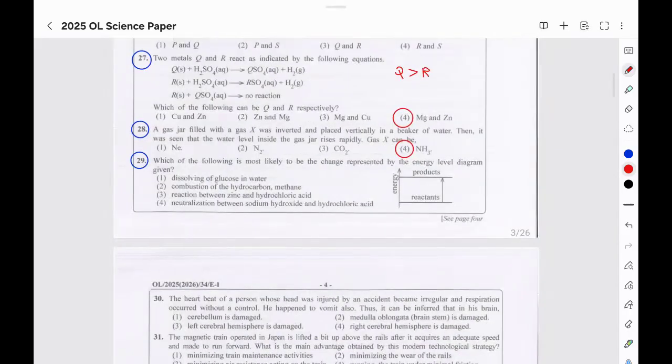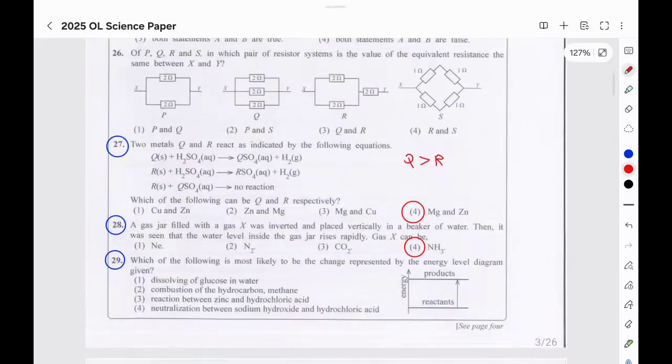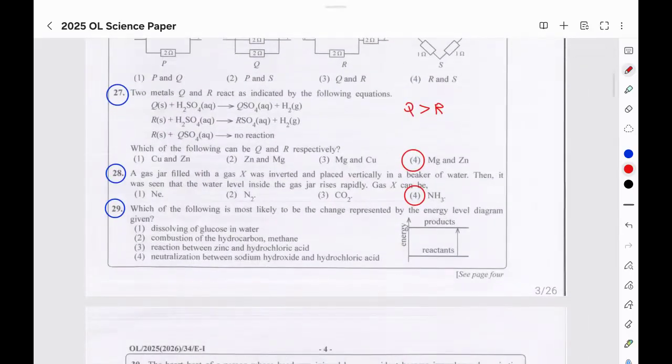They have asked which of the following is most likely to be represented by the energy level diagram given. By looking at the energy level diagram, this is an endothermic reaction. Can you see that? Look at the diagram carefully. In the diagram, they have given the product energy is greater than reactant energy, then definitely it is an endothermic reaction. So they are asking which one is the endothermic reaction? Dissolving glucose in water. Just now I told you, right?